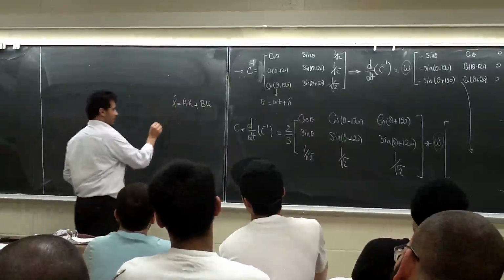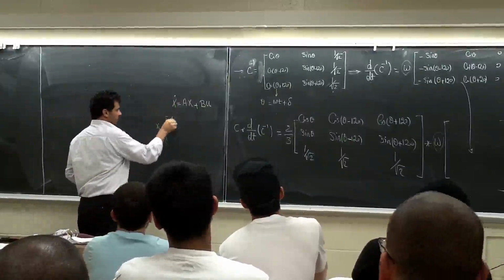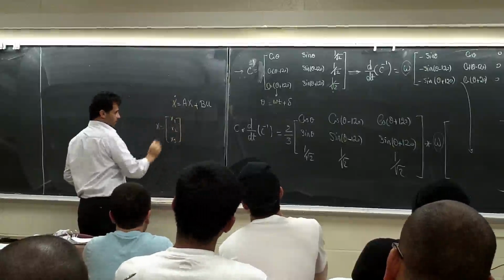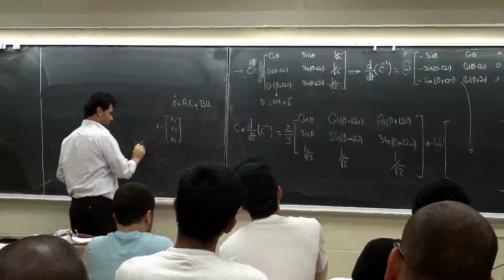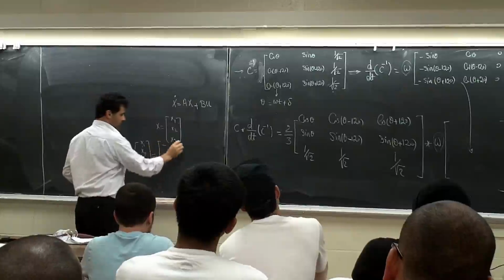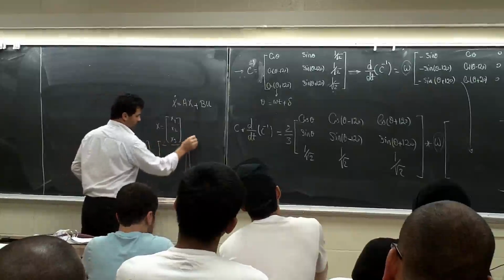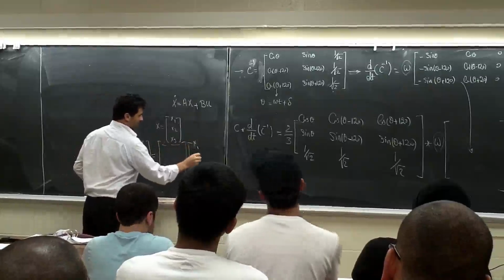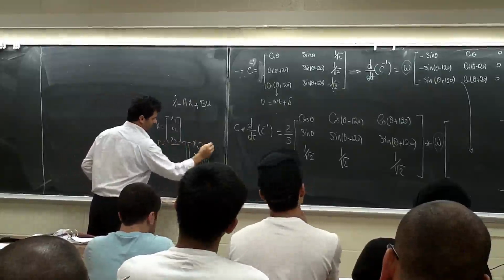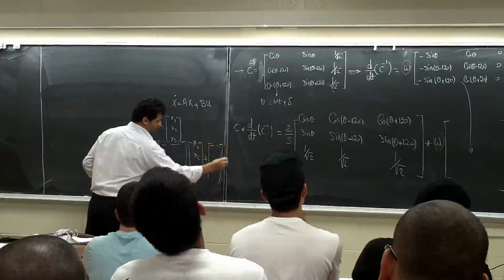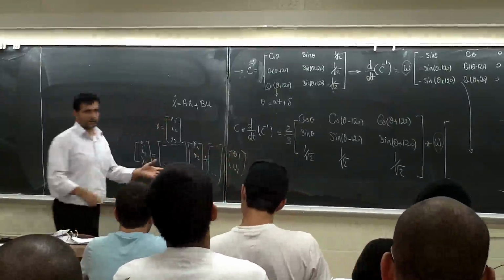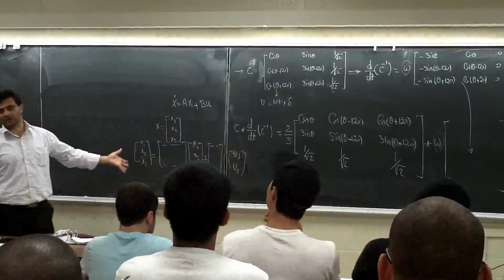X dot, for example, where x is a matrix of x1, x2, x3. So basically, x dot is going to be x1 dot, x2 dot, x3 dot equal to a matrix times x1, x2, x3 plus b, again another matrix, times your input, I don't know, v1, v2, whatever. You have seen this one, this is circuit theory.